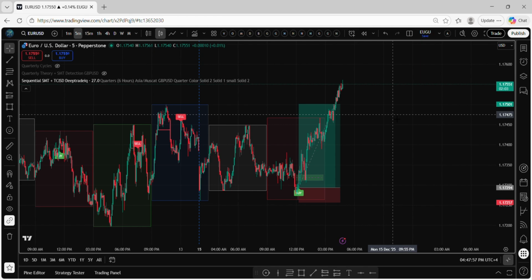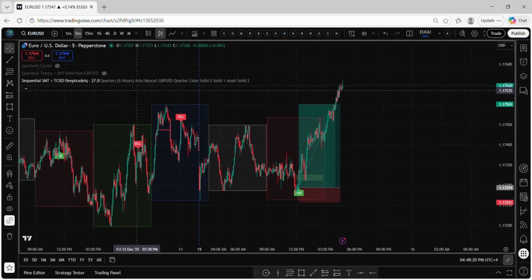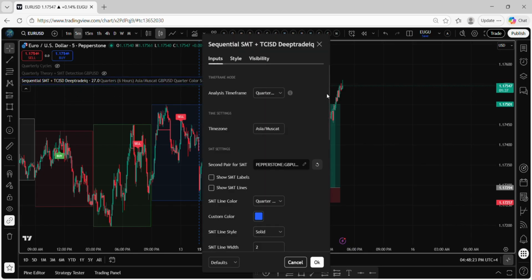When met together, our indicator will automatically detect these conditions and show labels along with different conditions, different time frames, different quarters. So, proceeding to the exact point of how to use this indicator. If you come into the settings and check what the settings of this indicator are, firstly, analysis time frame, that is quarters 6 hour.